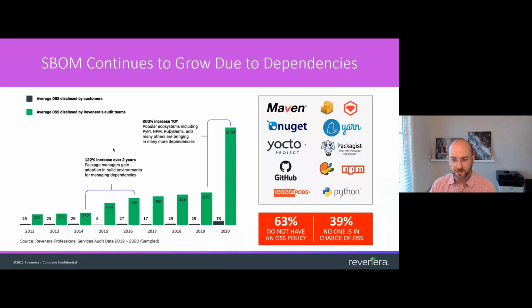And you can see, back when the numbers are reporting here, 2012 to 2014, pretty flat. So we're sitting in the low to mid 200s. And then we had an inflection point. Between 2014 and 2016, we doubled the average bill of materials. And that was the time period when package managers became very popular.